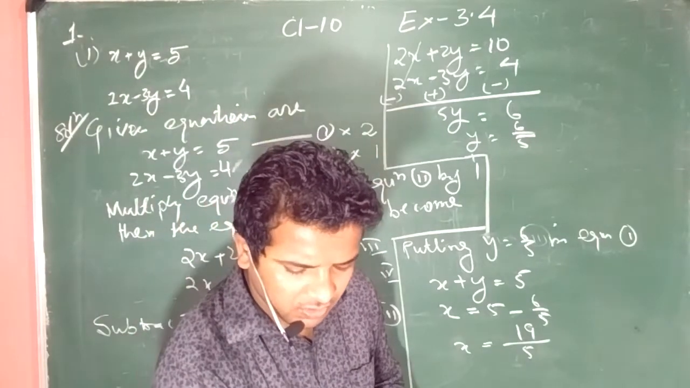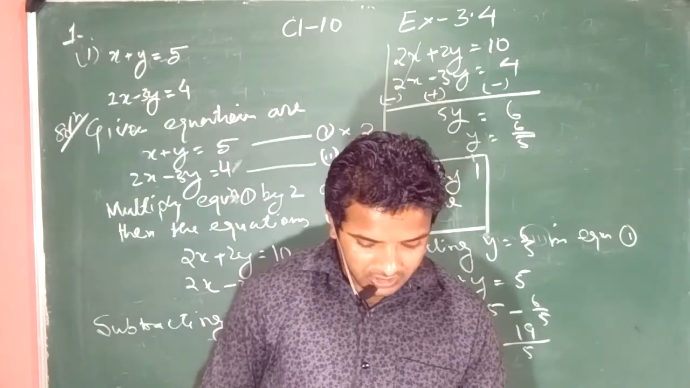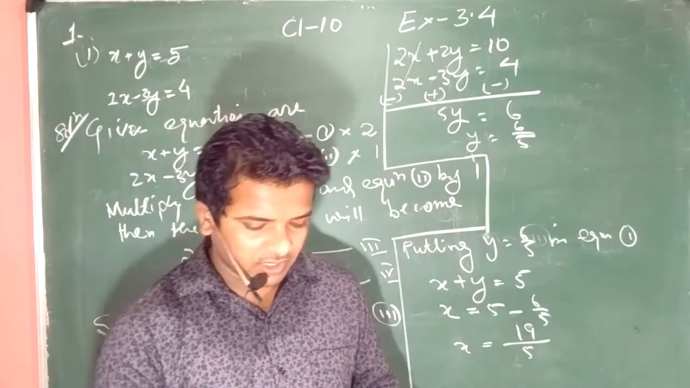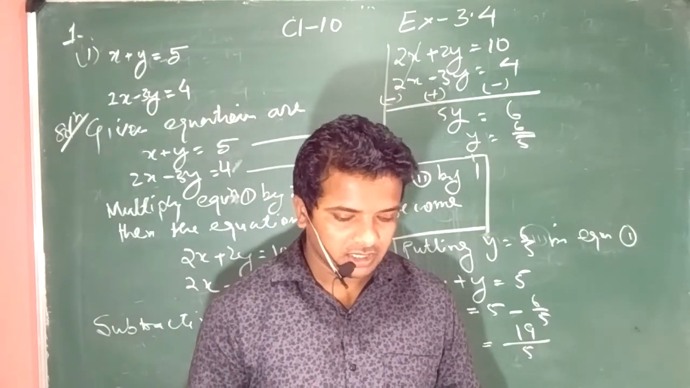There is the solution for question number 1, Roman number 1. Similarly, you try to do Roman number 3, 4 and all. Same method, elimination.